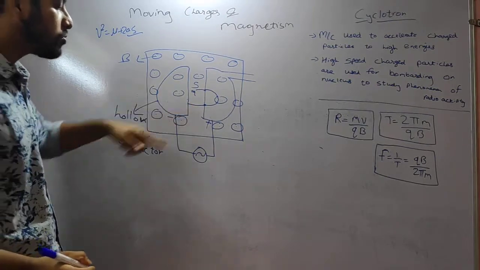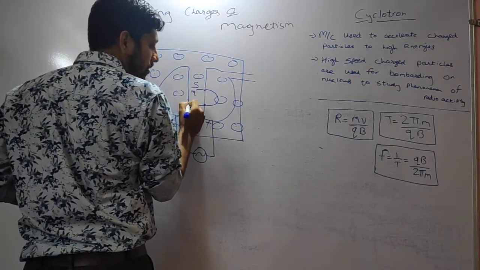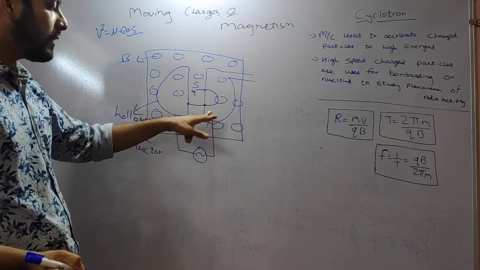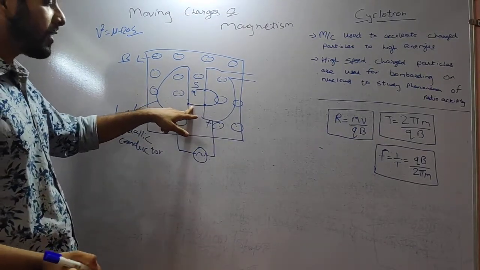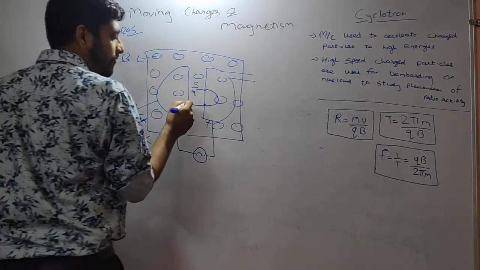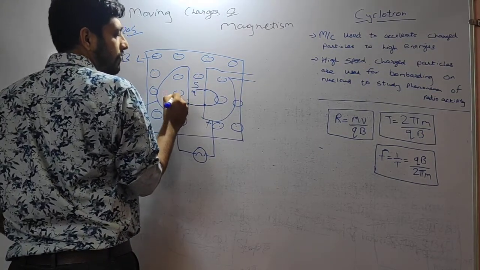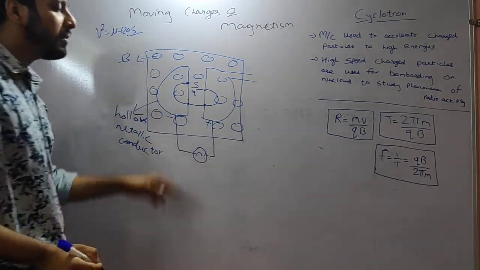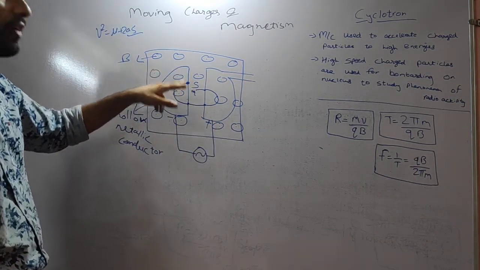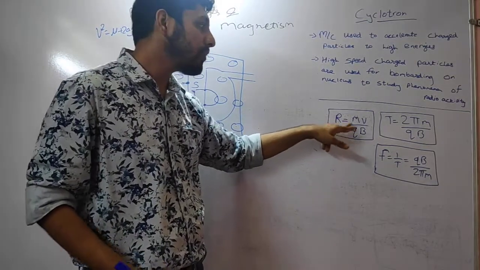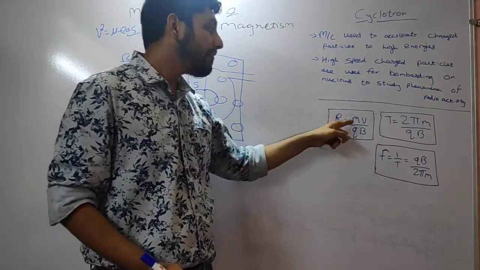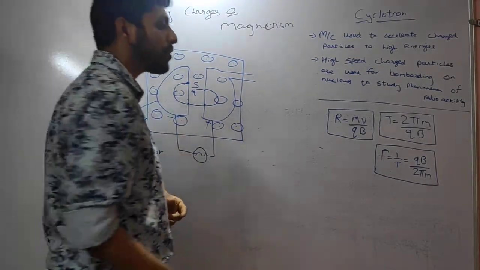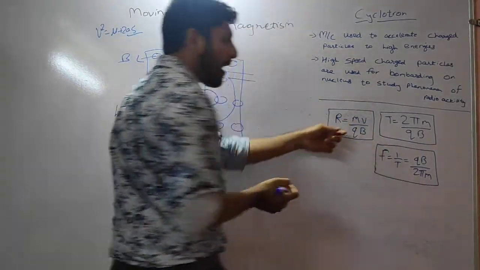So it reaches here. When it reaches here, the velocity is more compared to when it was at the earlier point. Again the electric field is zero, so again the magnetic field will start acting on it. It will circle again, but this time the radius of the circle will be more. Why? Because we know that R equals mv by qB. We studied this in the last lecture. So when the velocity increases, R also increases.